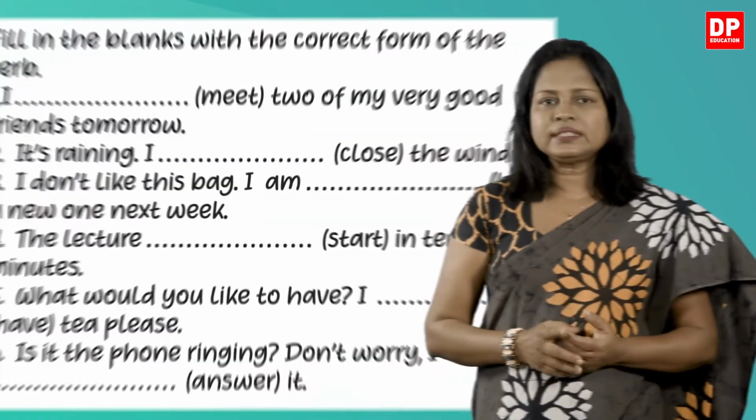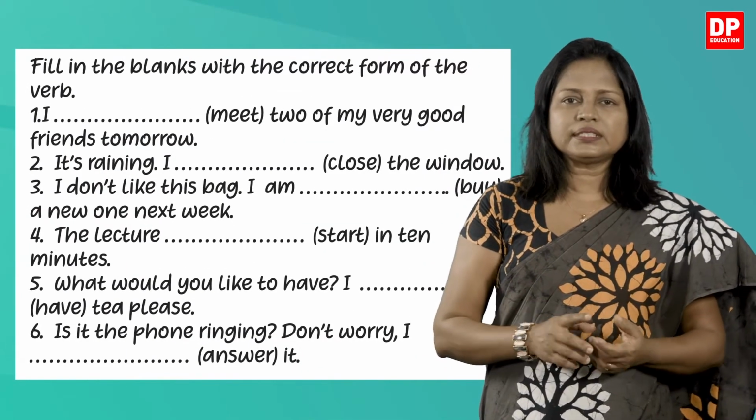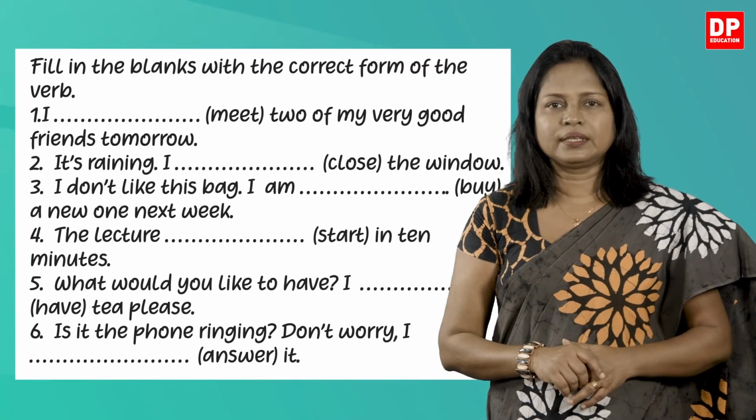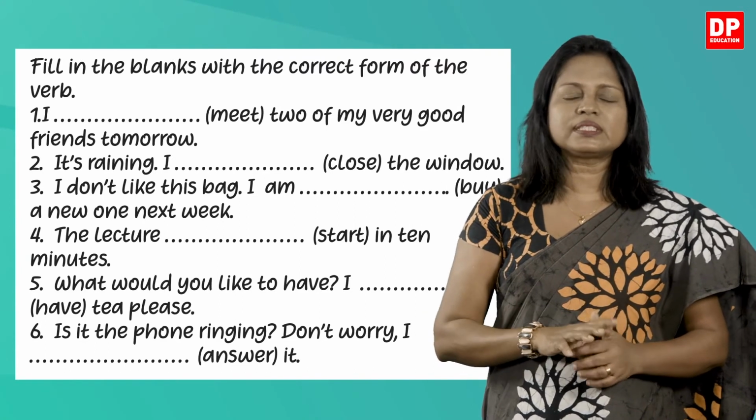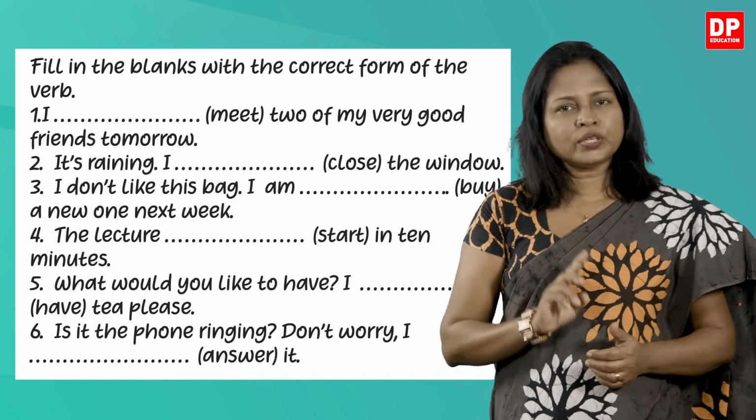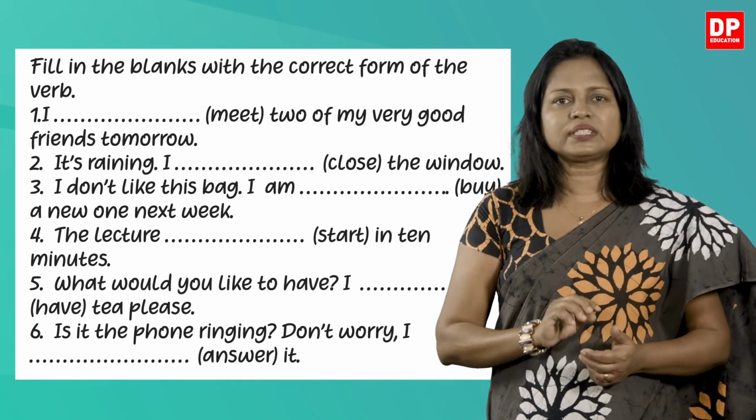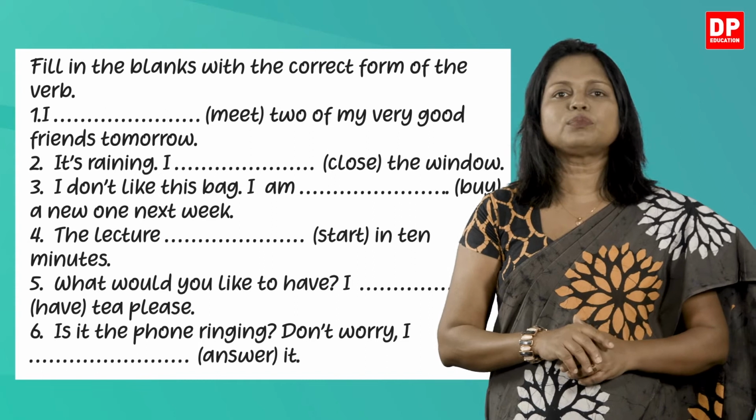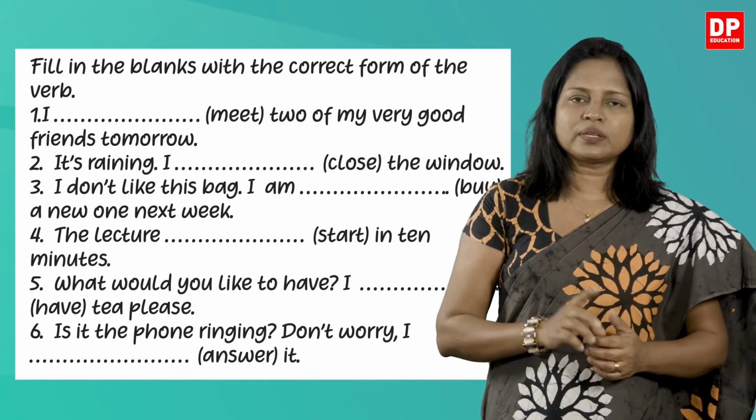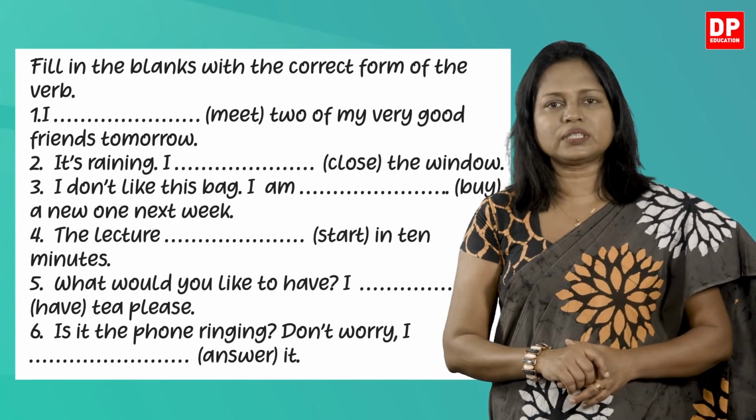Okay, children, now let's do an activity to practice what you have learned. This is the activity. There are 6 sentences with blanks here, and all these sentences describe future plans. You have to fill in the blanks of these sentences with the correct form of the verb. So you can pause the video and do it now.